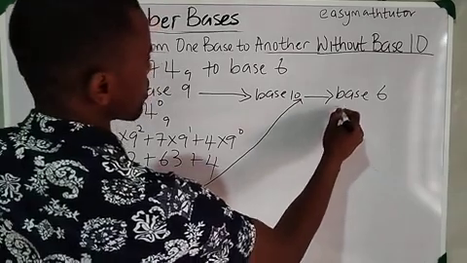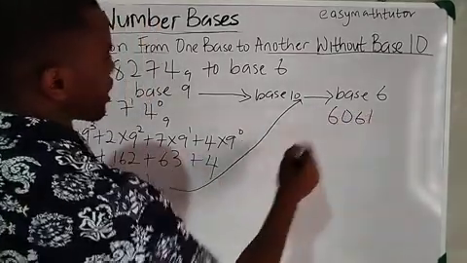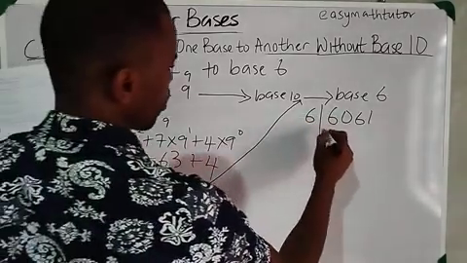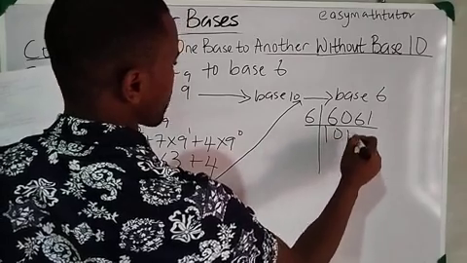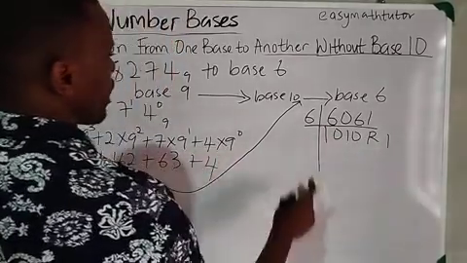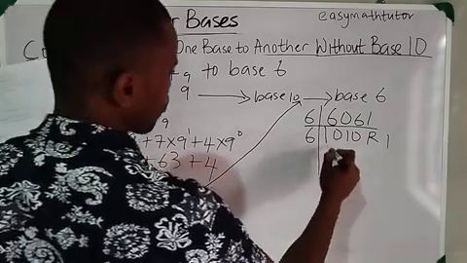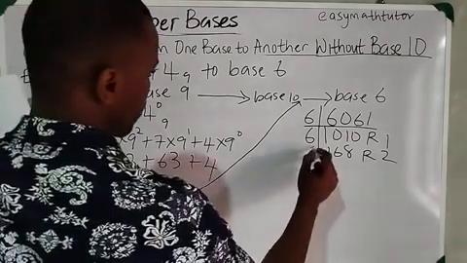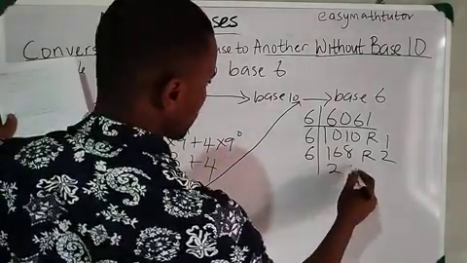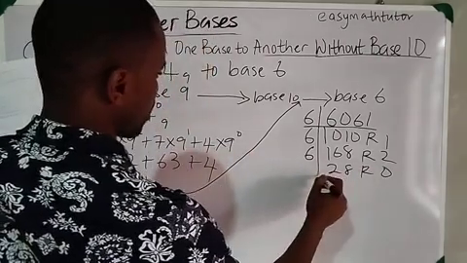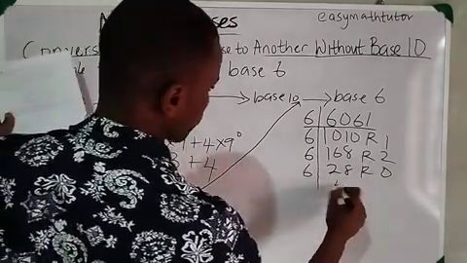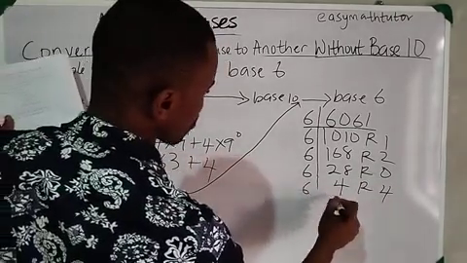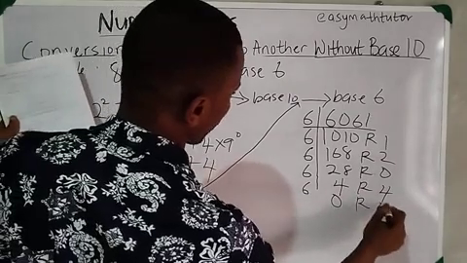To convert from base 10 to base 6, we are going to divide that number in base 10 by the new base 6. This gives us a total of 1,010 remainder 1. And then when we divide this number again by 6, we have 168 remainder 2. When we divide this number by 6 again, we are going to have 28 remainder 0. When we divide this number by 6 again, we are going to have 4 remainder 4. And then we divide 4 by 6, it cannot go, so we are going to have 0 remainder 4.